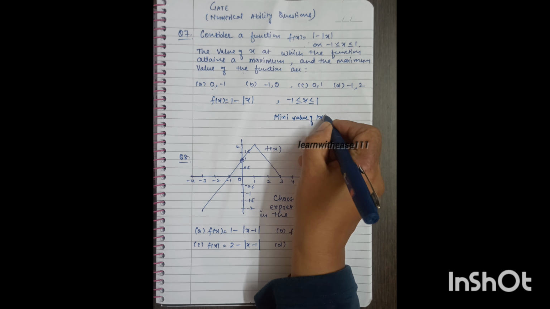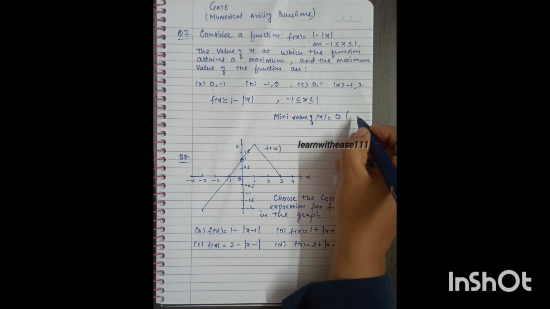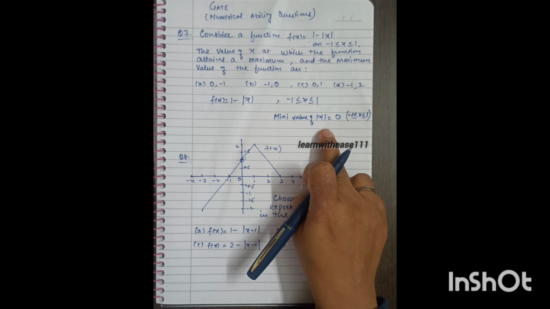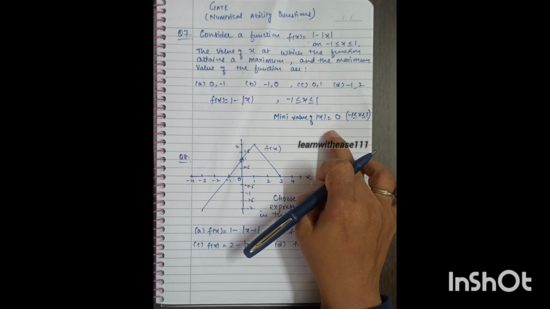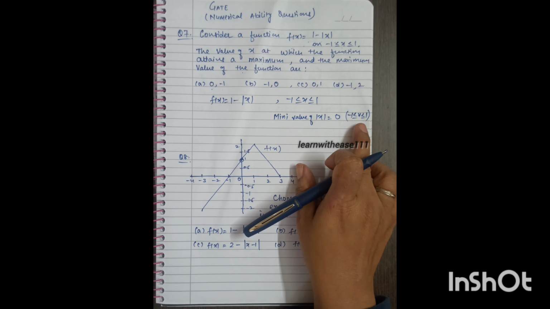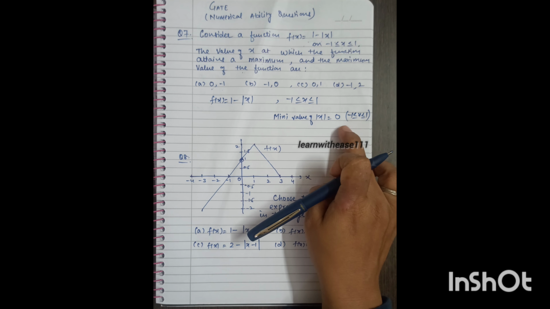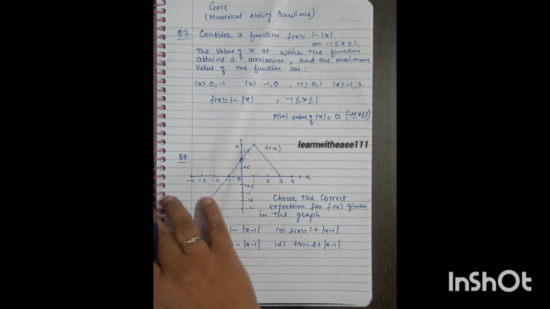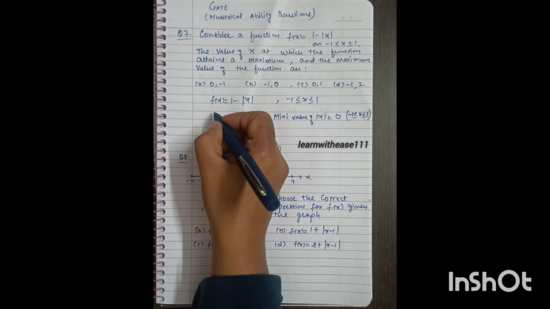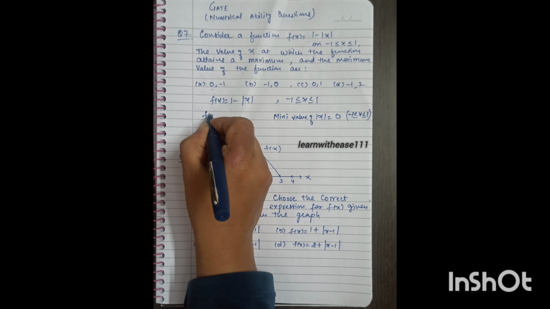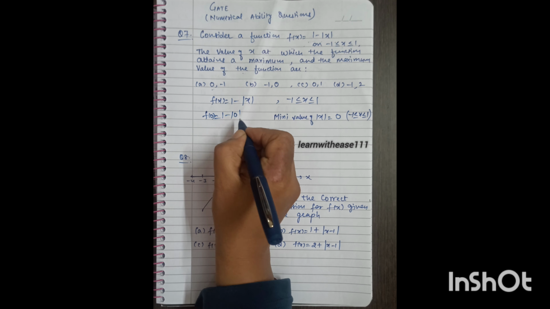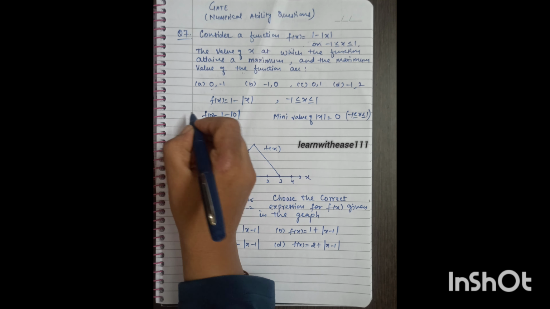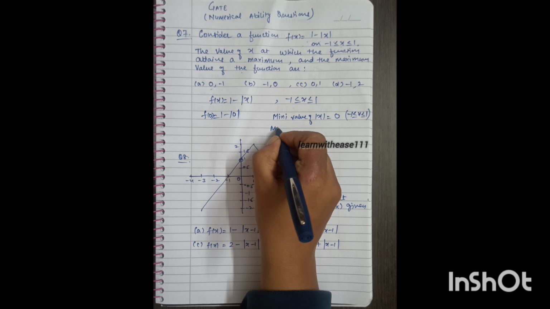So the minimum value of |x| in the interval −1 to 1 will be at 0, because |x| will give 0 as the answer, which will be the minimum value. At −1 it will give 1, and at 1 also it will give 1. So every other value will be greater than 0. Only 0 is the least value here in this interval. So the maximum value of f(x) will be when |x| is minimum, that is 0.